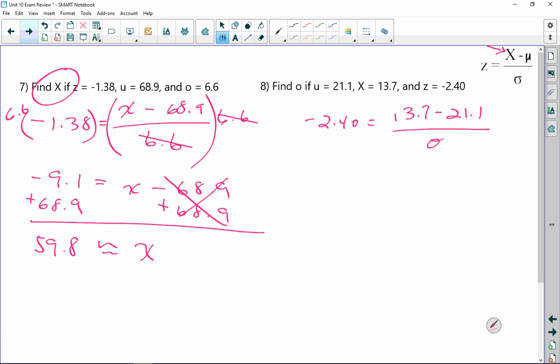I'm sorry, what would be my first step here? Could I do something before that first? Could I go ahead and subtract these two? Yeah. And what would that be? Negative 7.4. Okay, and then I have to do what? Now you multiply it.